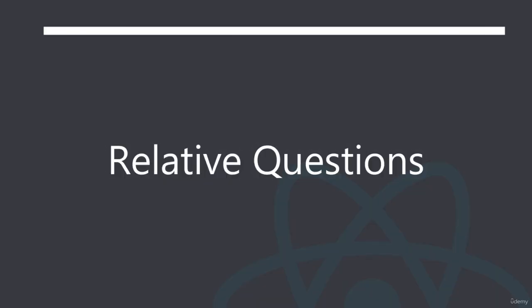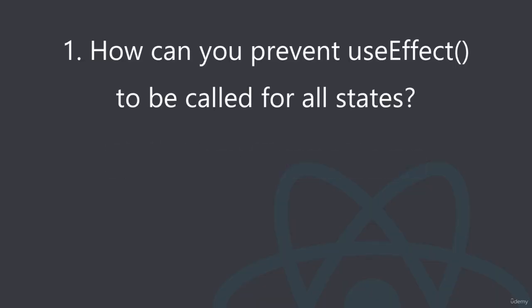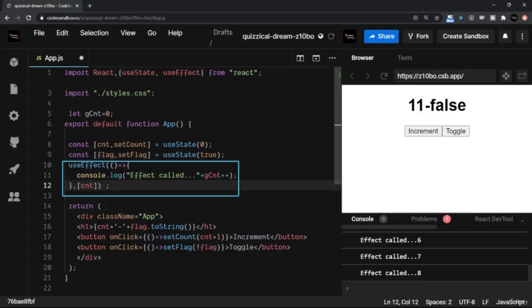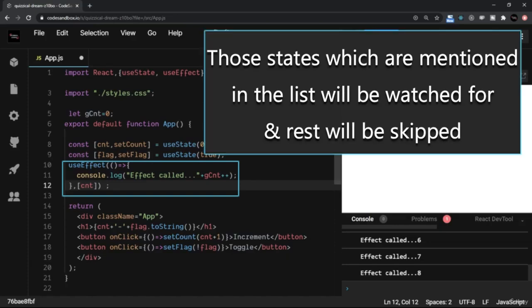Now let's talk about questions. The first question is, how can you prevent useEffect from being called for all states? The same question can be asked as, how do you skip the useEffect for specific states? So basically we have this second parameter where we give an array and we give the list of all the states for which we want the useEffect to be called. Like here we have used CNT. It is executing only for CNT. So the states which we do not mention here in the array, useEffect will not be called for those states. That's how we prevent it.